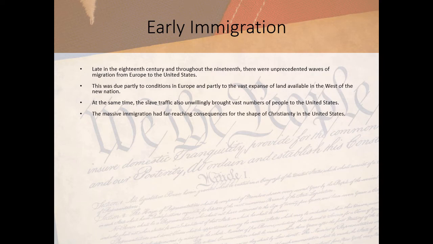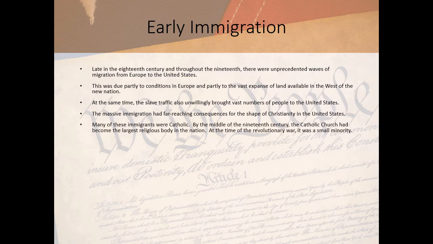The massive immigration had far-reaching consequences for the shape of Christianity in the United States. Naturally, it would. Many of these immigrants were Catholic. That's going to be one of the biggest ones. By the middle of the 19th century, the Catholic Church had become the largest religious body in the nation. At the time of the Revolutionary War, it was a small minority.